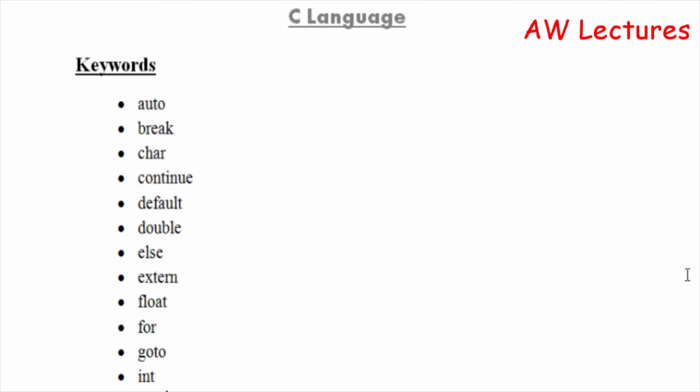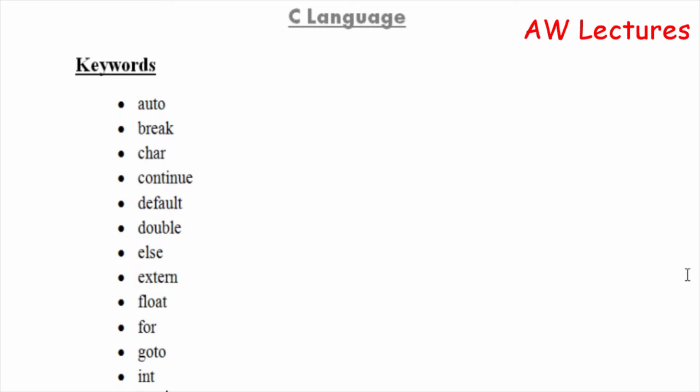In today's lecture we will cover keywords and identifiers in C. So what are keywords? We all know keywords are predefined reserved words used in programming that have special meaning to the compiler. So it's basically a part of the syntax and it cannot be used as an identifier.